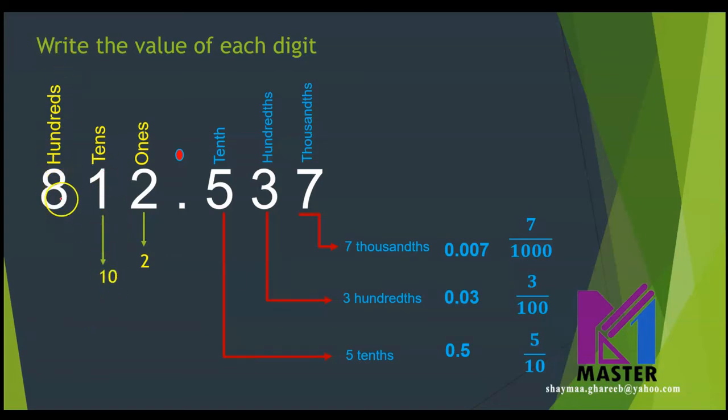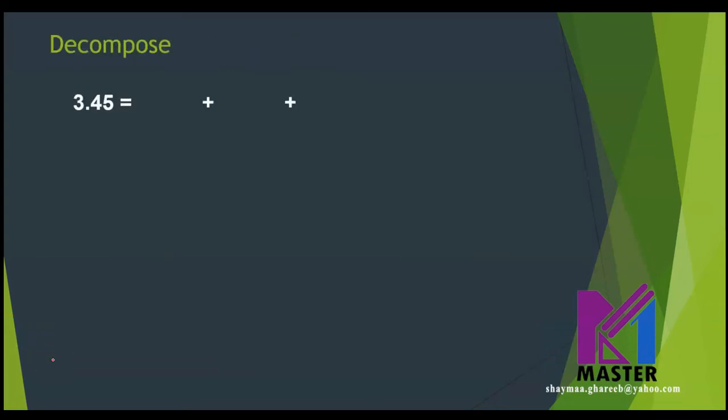What about the 8 hundreds? The 8 in the hundreds place, so I write it as 8 hundreds. How to write 8 hundreds? 800. Okay? Is this clear? Now let's go to the next question. Decompose.